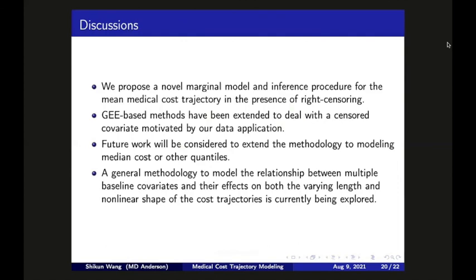To summarize all the findings, we propose a novel marginal model and inference procedure for the mean medical cost trajectory in the presence of right-censoring. GEE-based methods have been extended to deal with the censored covariate motivated by our data application. Further work will be considered to extend the methodology to modeling median cost or other quantiles. A general methodology to model relationship between multiple baseline covariates and their effects on both varying lengths and the nonlinear shape of the cost trajectories is currently being explored.